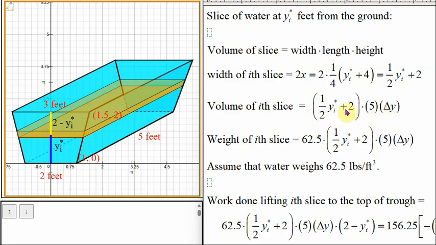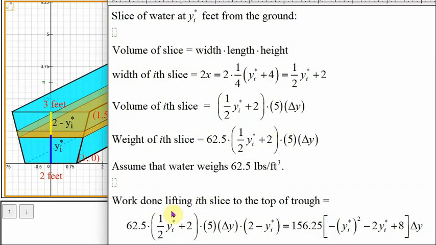And therefore this is the volume of the ith slice, and then to get the weight for the ith slice we'll multiply by 62.5. And here of course we're making the assumption that water weighs 62.5 pounds per cubic foot. And therefore the work done in lifting the ith slice to the top of the trough is going to be the weight times the distance. And so the distance would be from here to here, which is 2 minus y sub i star.